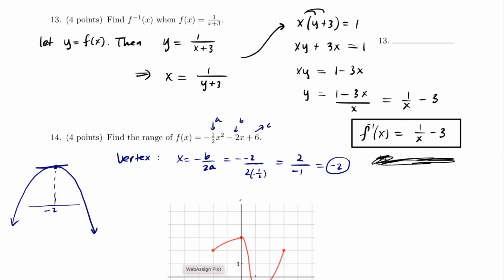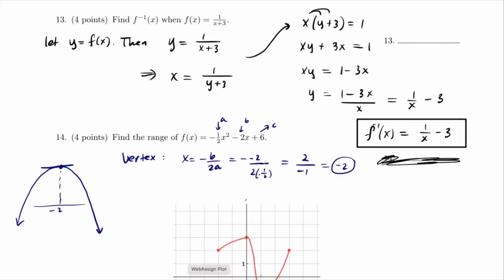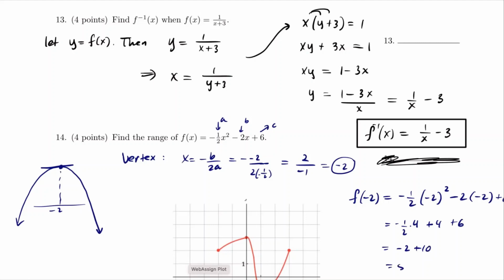So what's the y value? Plug it into the function. So you'll have f of negative 2. So that would give us negative 1/2 times negative 2 squared minus 2 times negative 2 plus 6. So this would give us negative 1/2 times 4 plus 4 plus 6. So negative 1/2 times 4, that's a negative 2. 4 and 6, that's 10. So 10 minus 2, that will give us 8.